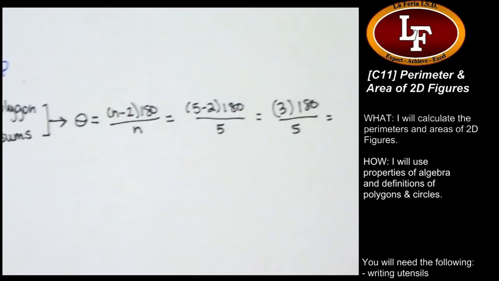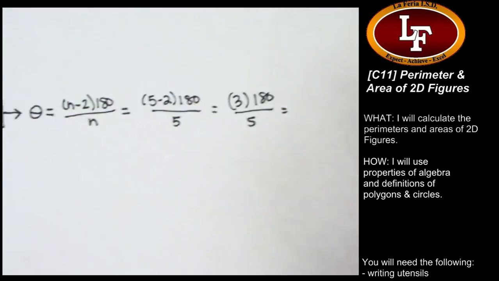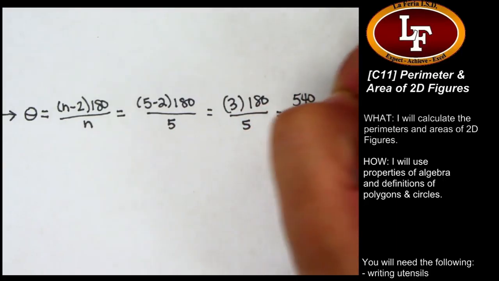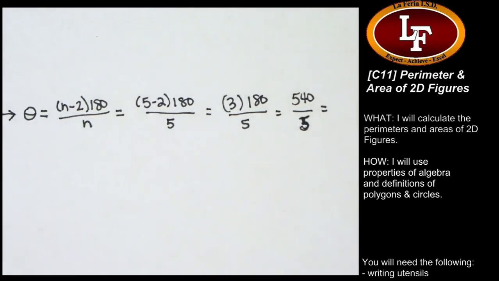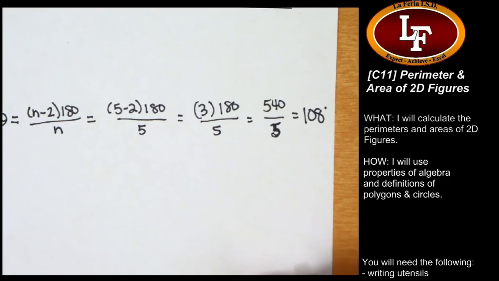And we're going to grab our favorite calculator app. Let me get the calculator app going. I'm going to go 3 times 180, which my calculator app says is 540. And then I'm going to divide that by 5. So 540 divided by 5, because 5 is the number of sides in my polygon, I'm going to get 108. Fantastic.